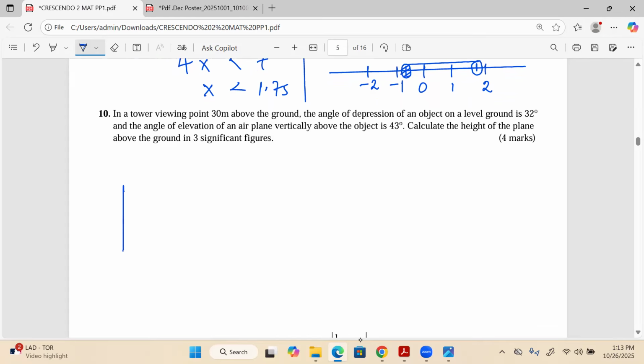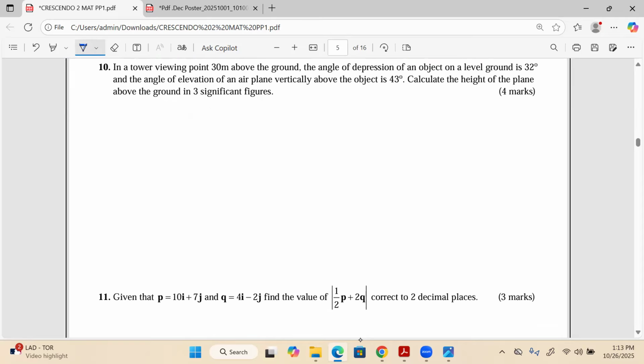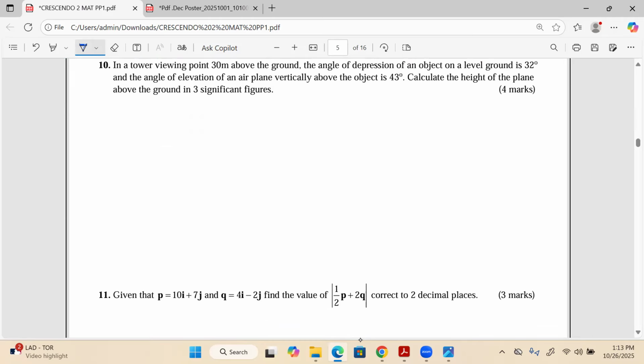We are having a tall building there. Let me show you. Just want to put it in a diagram so that you'll be able to see how simple it is. We have a tower viewing point. Then we are having a level ground. And we are saying the angle of depression is 32. So angle of depression means from the horizontal line of sight there, we're supposed to turn our eyes through 32.